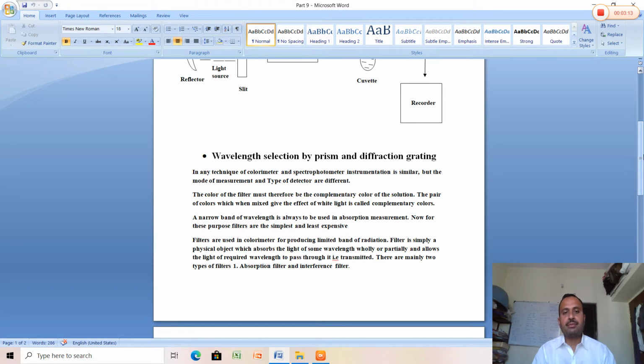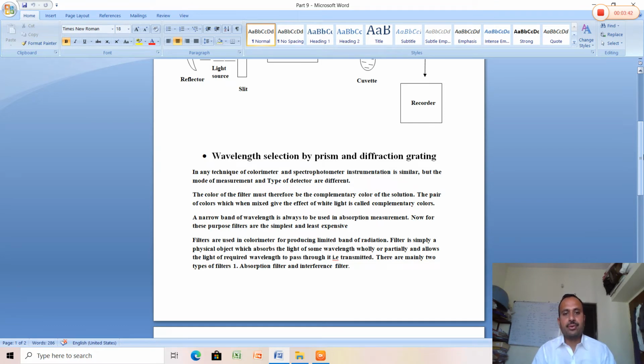The pair of colors which when mixed give the effect of white light is called complementary colors. If you see the rainbow, the rainbow is a sense of complementary color. If we take the example, white light is a mixture of different colors, and in that, different colors from different shades are available. So that is all about the complementary colors.